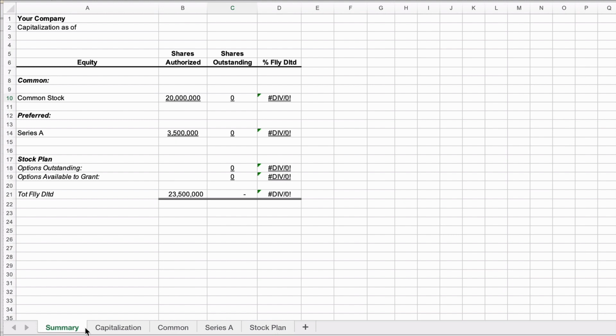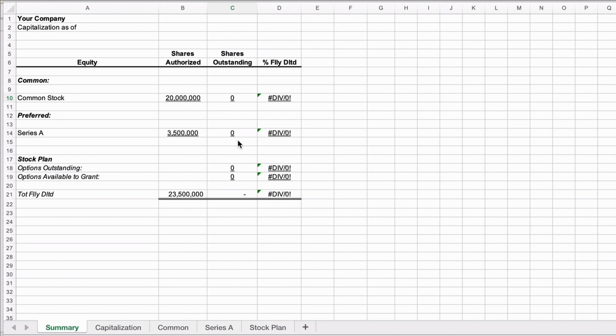And I'm going to show you each of these tabs except for the capitalization tab, because capitalization is just all the shares of both the common stock, the Series A, and whatever together. We're just going to leave that alone for the sake of what we're doing today. But I'm going to walk you through everything else. I'm going to put in all the information for you so you can see how it works. So here you go, and here's our summary.